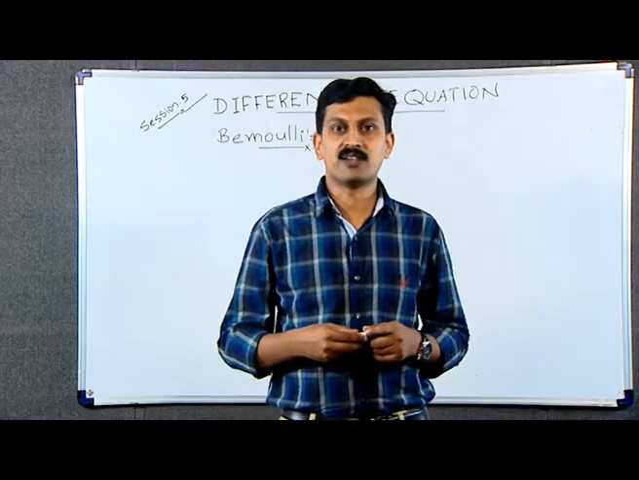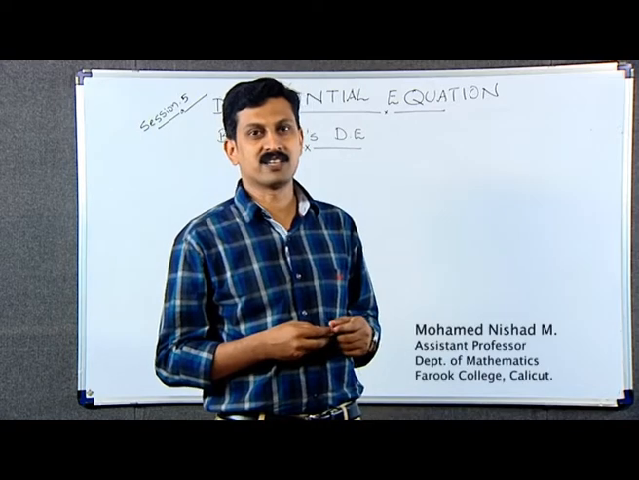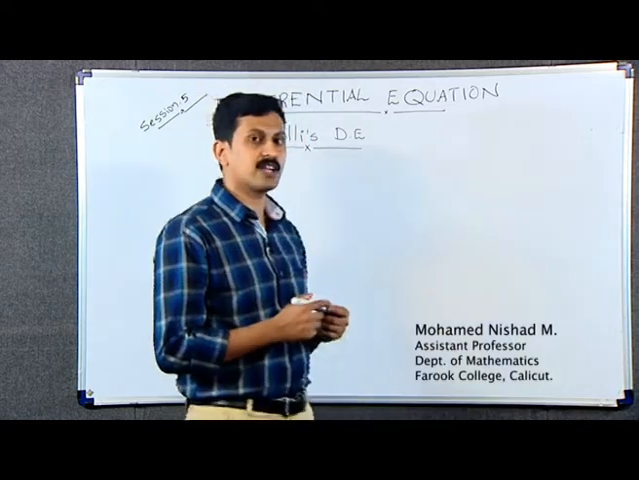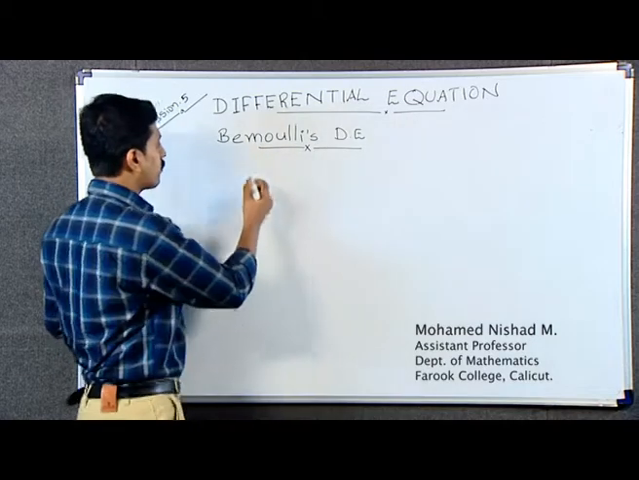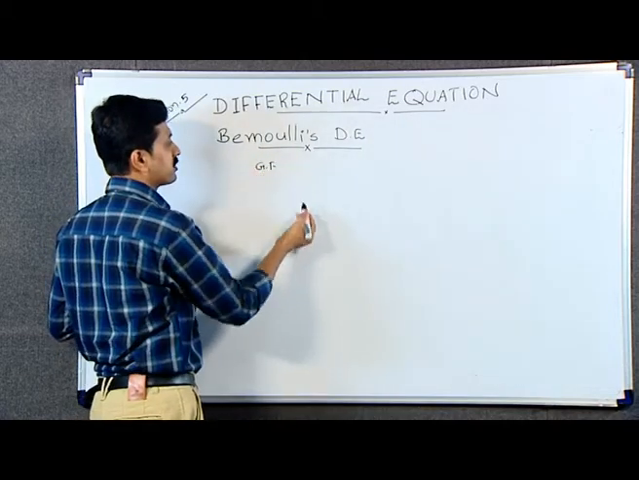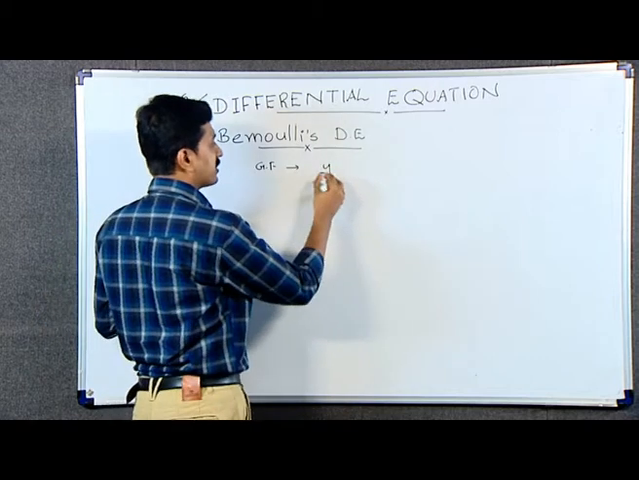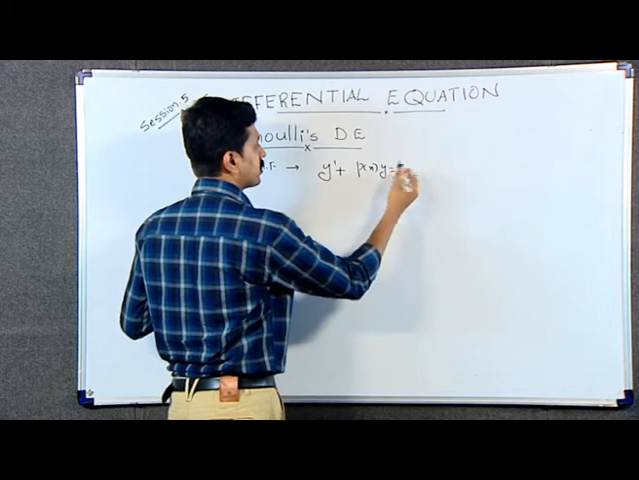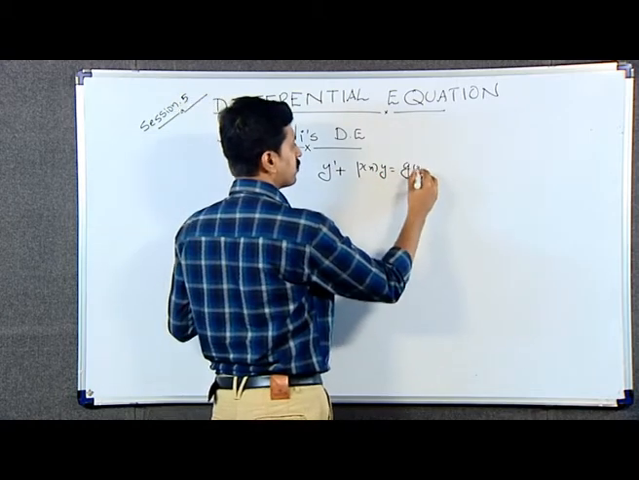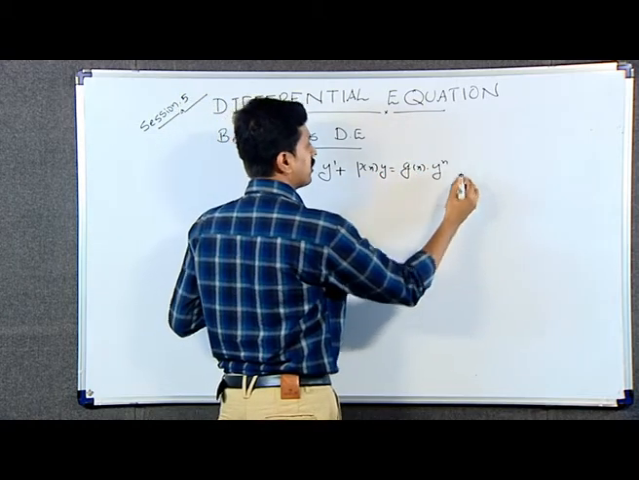Now, welcome back to the fifth session of differential equations. In this session, I would like to discuss with you the Bernoulli's differential equation. The general form of the Bernoulli's differential equation is y dash plus p of x into y is equal to g of x into y raised to n.